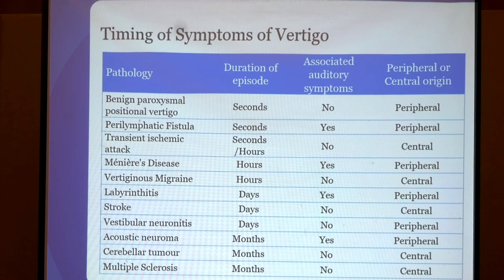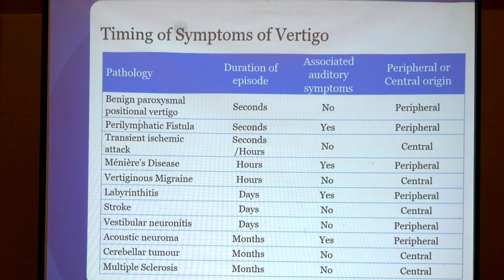If it is acoustic neuroma, it will be for months together, with auditory symptoms, yes, and we know that it is peripheral. Now, at this point I would like to say that in the last, say, more than 6 months, we have detected more than 12 patients of acoustic neuroma just by doing an MRI. A patient comes with unilateral tinnitus or vertigo not responding to treatment; get an MRI done, because that will pick up a small lesion.